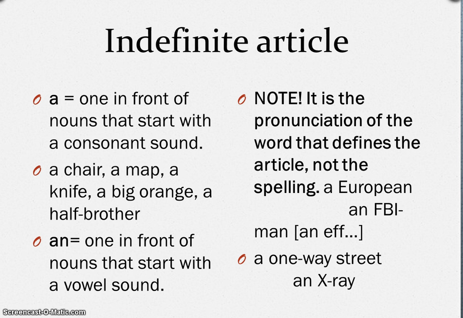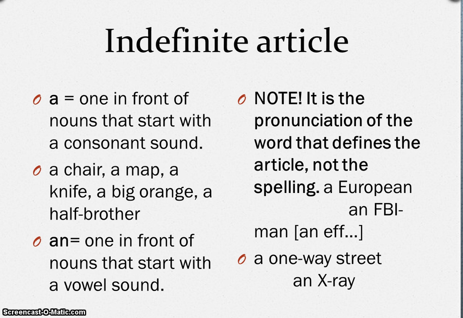This film will guide you through the usage of articles in the English language. First up are the indefinite articles, which are either a or an, depending on the spelling of the noun. A is used in front of nouns that start with a consonant sound. For example, a chair, a map, a knife, a big orange, a half-brother.